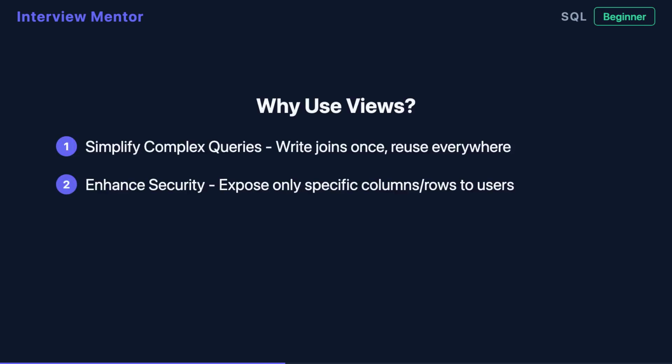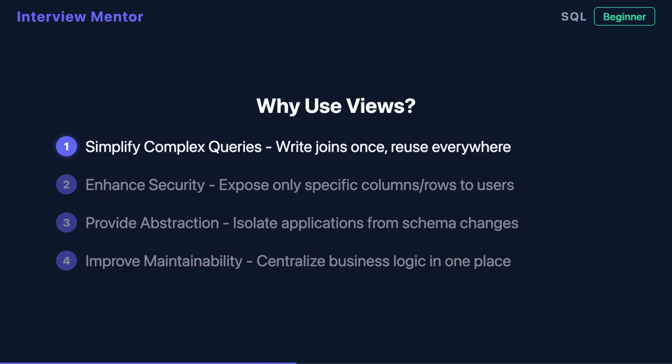So why use views? First, they simplify complex queries. Instead of writing long joins repeatedly, create a view once and query it. Second, they provide security. You can expose only specific columns or rows to users, hiding sensitive data. Third, they offer an abstraction layer. If your underlying table structure changes, you can update the view definition without breaking dependent queries. Views make your database more maintainable and secure.